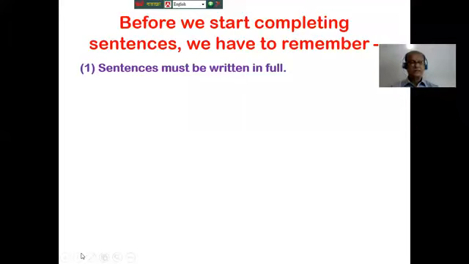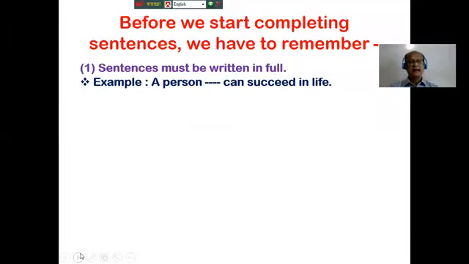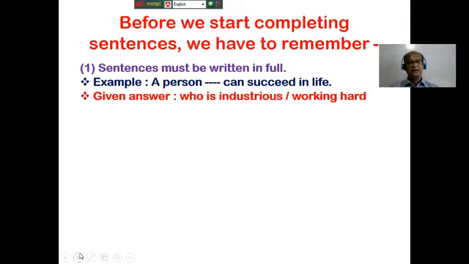See the example. A person dash can succeed in life. Naturally, in the blank, we have to use what type of clause? That is either an adjective clause or an adjective phrase. Now let's see what answers we teachers find in your copy. Who is industrious? Or, working hard. See that both the answers are okay.